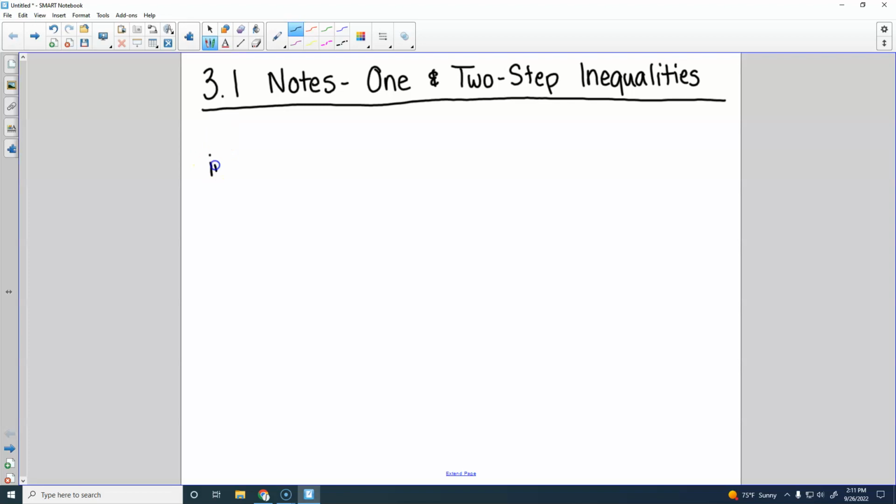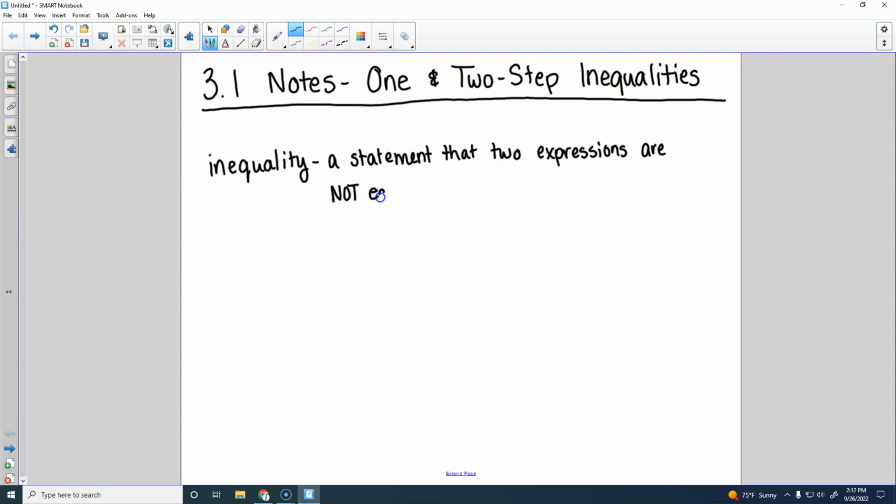An inequality is a statement that two expressions are not equal.